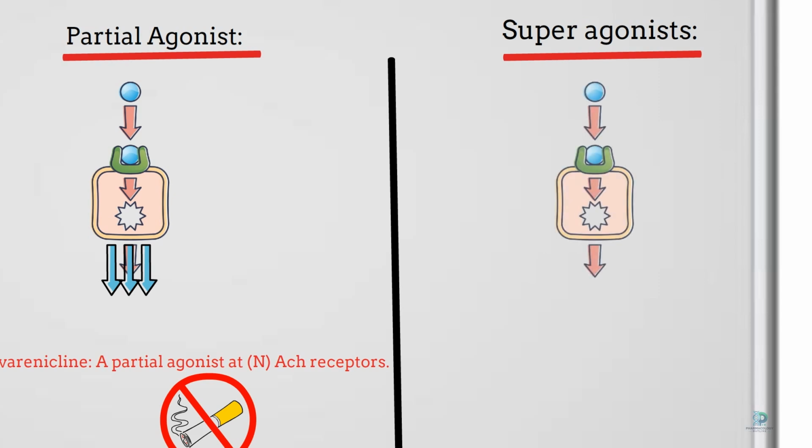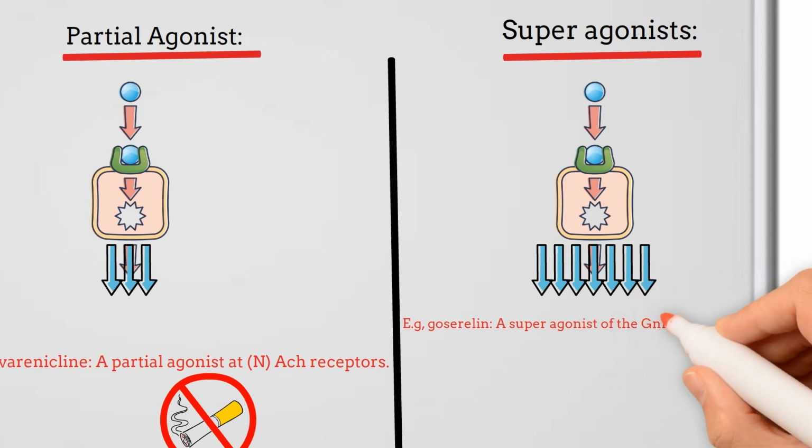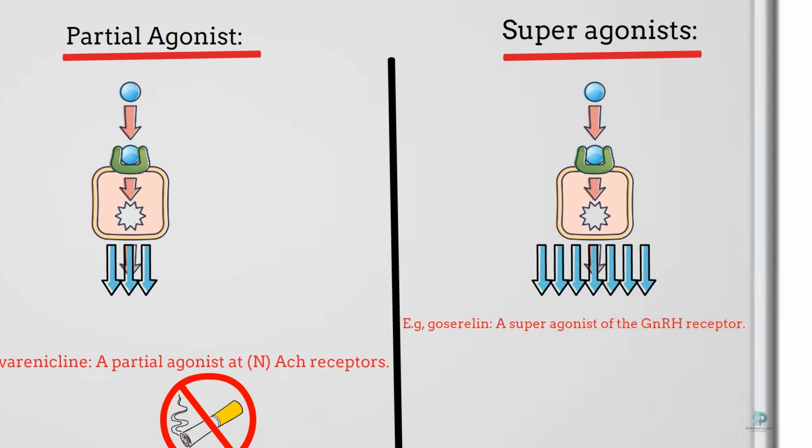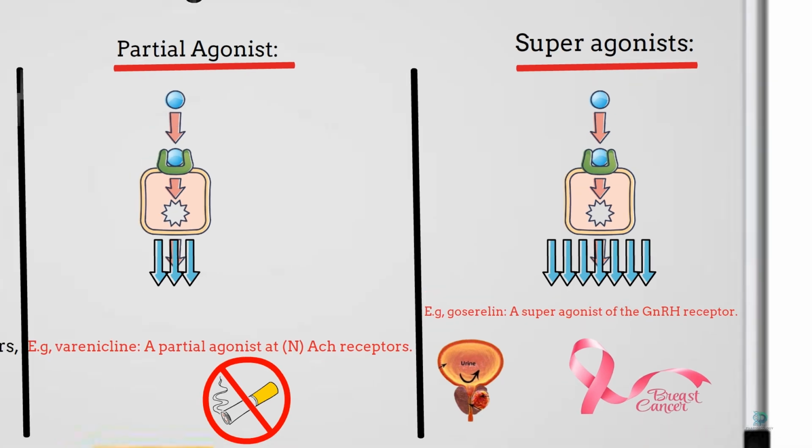Superagonists. Superagonists produce a greater response than the endogenous agonist when binding to the same receptor. For example, goserelin, a superagonist of the GnRH receptor used in prostate and breast cancer treatment by initially stimulating and then downregulating receptor activity.